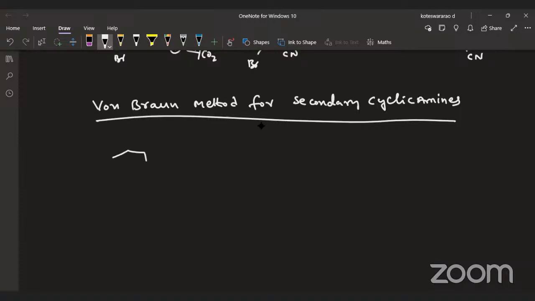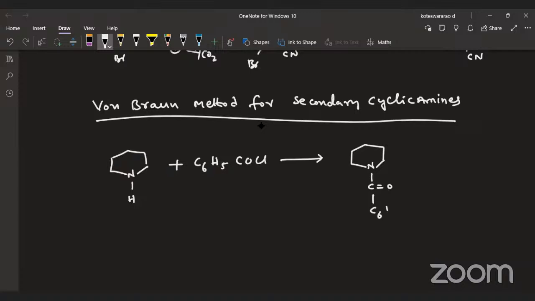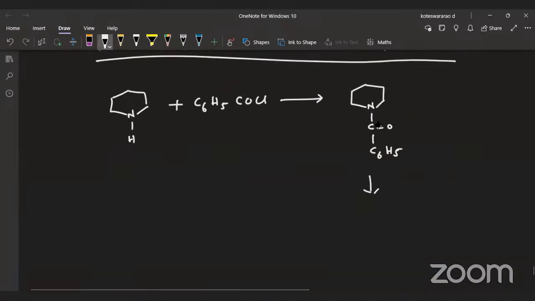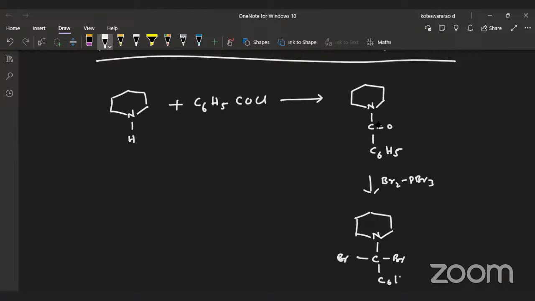Now, you take the same piperidine. This is the secondary amine. When it is treated with benzoyl chloride, C6H5COCl, then it leads to the formation of the N-benzoylation product. Then it is treated with bromine and phosphorus tribromide, Br2, PBr3. Then whatever C double bond is there gets brominated, and the double bond will be converted into a dibromo derivative.